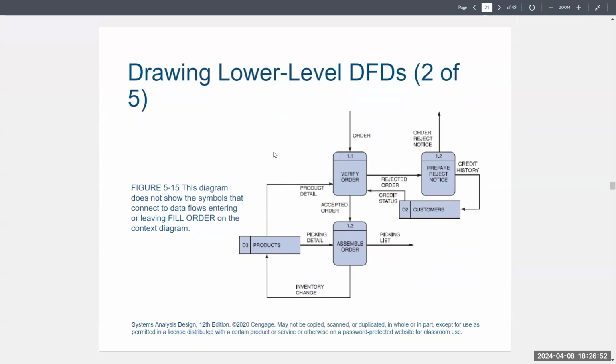Let's see, leveling and balancing is when sometimes you may not be able to fit everything on one page, and that's where you have to use those techniques. So, okay, I'm using this in the next page, but if I go to the previous page, those arrows should all line up, right? And not confuse the users, right? So they're saying this diagram does not show the symbols that connect to the data flow entering or leaving fill order, right? In the context, that's the lower level DFD.